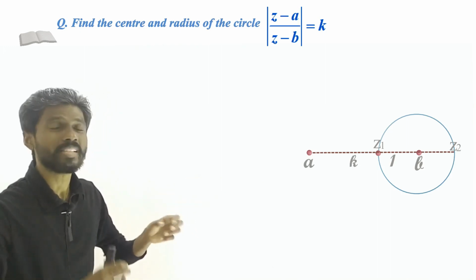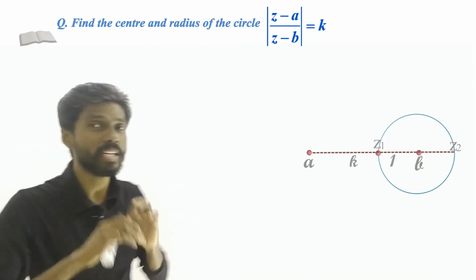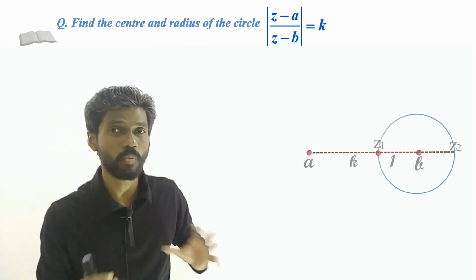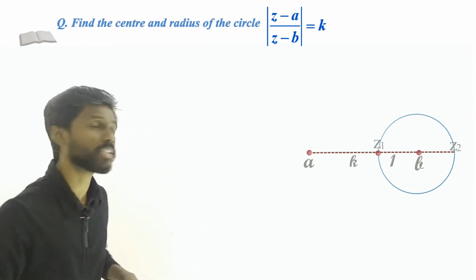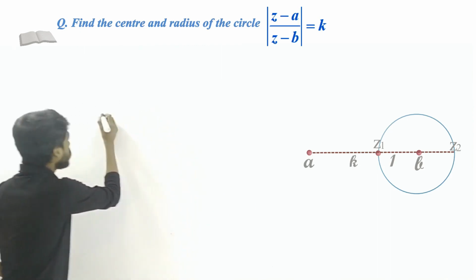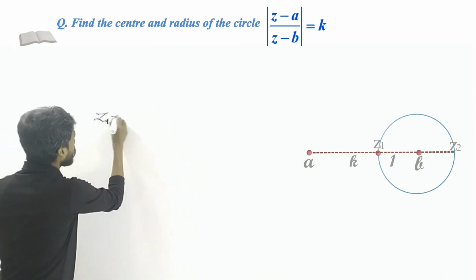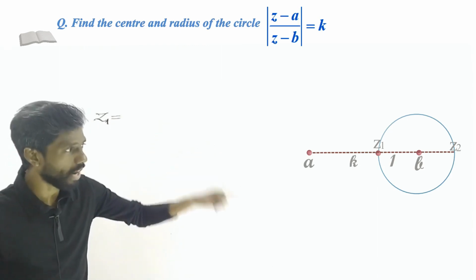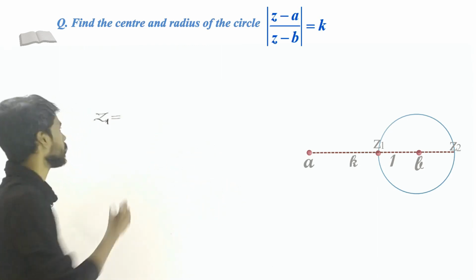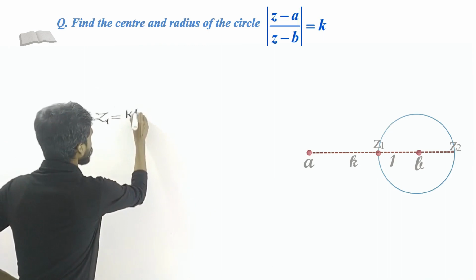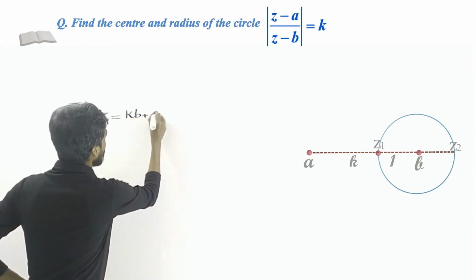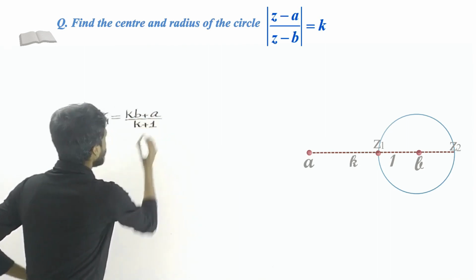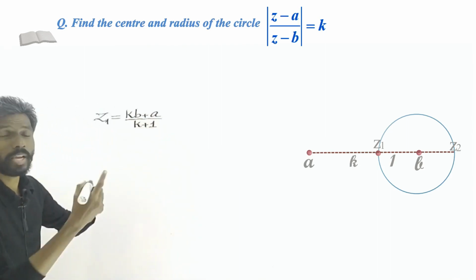So what is z2? Z1 divides the line segment joining A and B in the ratio k is to 1, so we can use the section formula to find z1. So z1 equals k times B plus 1 times A divided by k plus 1. So that's all: kB plus A divided by k plus 1. That is z1.